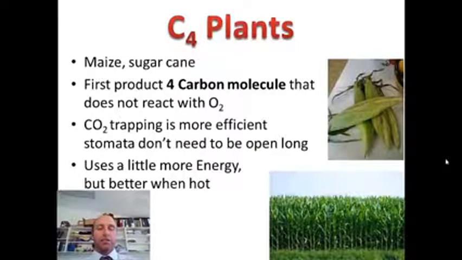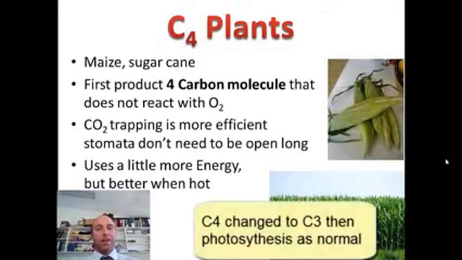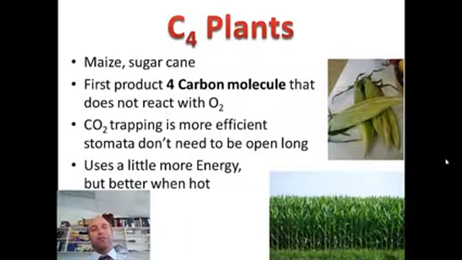To look at C4 plants in a little bit more detail, that 4-carbon molecule is created from carbon dioxide, and that happens in the mesophyll cells of the plant. That molecule is then transported to the sheath cells of the plant, and that's where it's converted to a 3-carbon molecule, just like C3 photosynthesis, and the process continues very similar to what you'd see in a C3 plant.